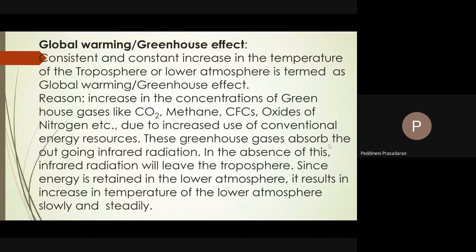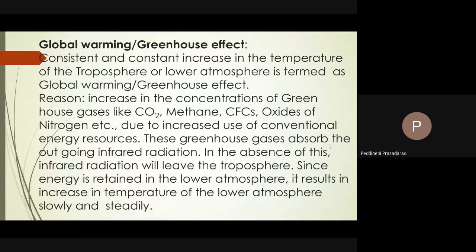Since energy is absorbed, automatically the temperature increases. Once the energy is absorbed within the lower atmosphere or troposphere, automatically the temperature of this lower atmosphere is also increased. That is exactly what is happening as far as the troposphere is concerned.